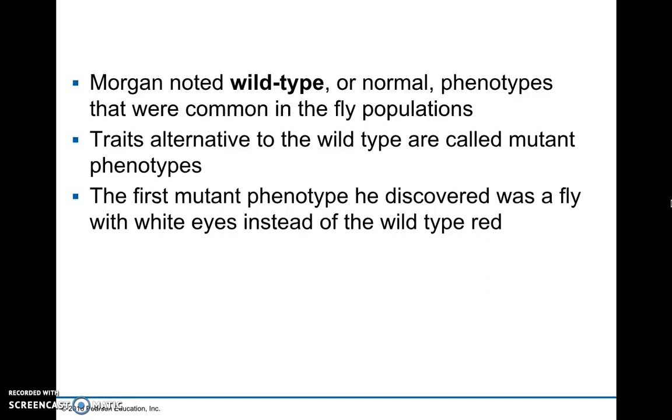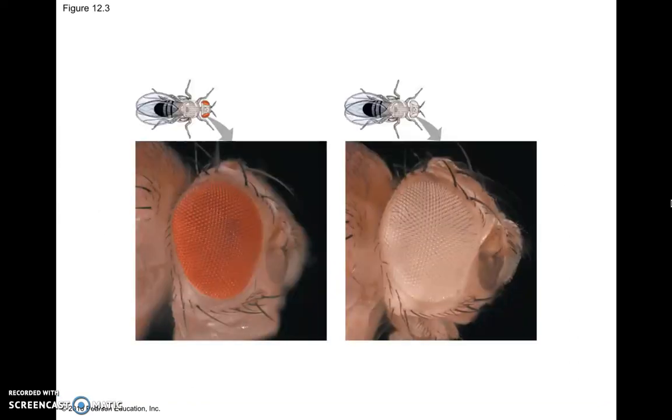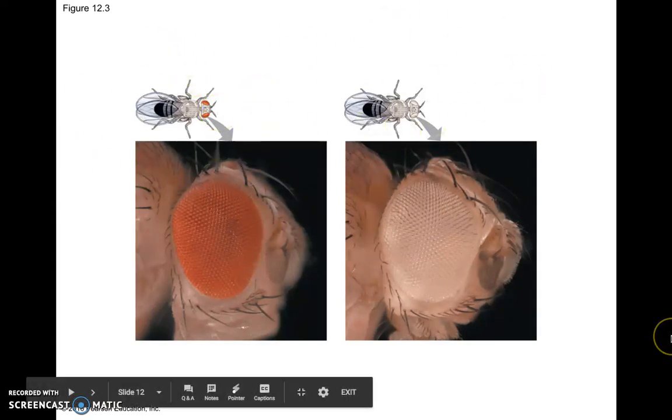So for the flies, the wild type fruit fly had red eyes. The traits that are alternative to the wild type, whether it be one or several that are not the regular wild type, are called mutant phenotypes. In the case of the fruit fly, since the wild type had red eyes, the mutant phenotype he observed had white eyes. So you can see this is the wild type fly, and this is the mutant.